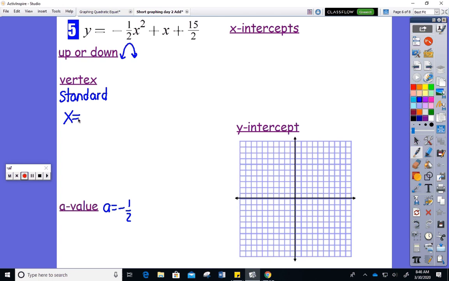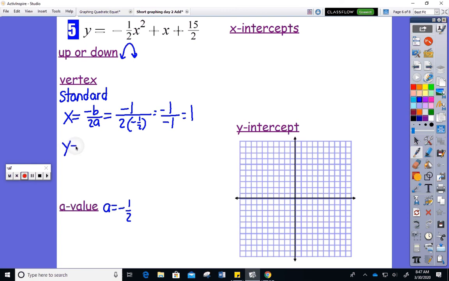So x equals negative b all over 2a. Well, do you see that the b value is 1, so it's negative 1. Now look, 2a is 2 times negative 1/2. Well, that's going to be negative 1 over negative 1, because half of 2 is 1, and positive times a negative is negative. Oh, so I was worried about fractions.